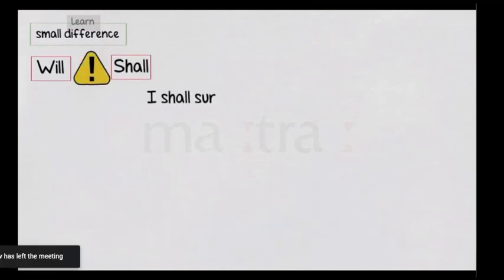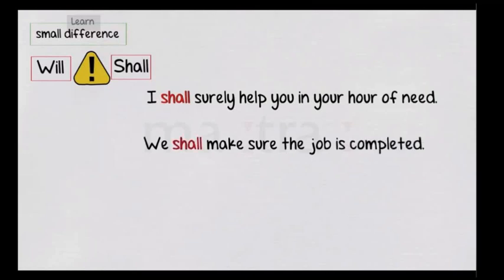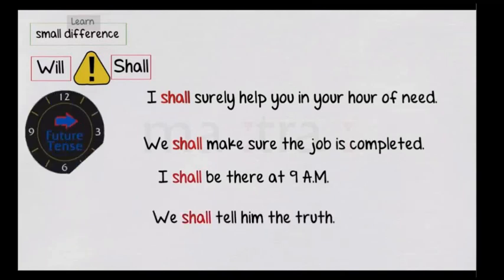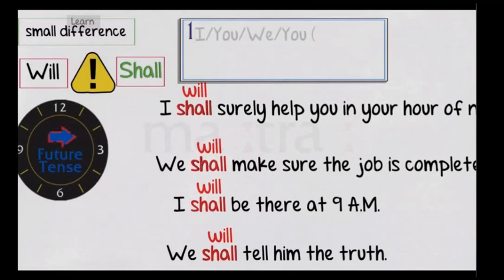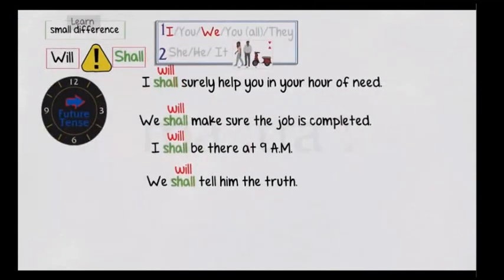I shall surely help you in your hour of need. We shall make sure the job is completed. I shall be there at 9 a.m. We shall tell him the truth. Though we can make a sentence in the future tense by adding both these words, note that shall can only be used with I or we. The word shall shows a willingness which comes from within oneself.